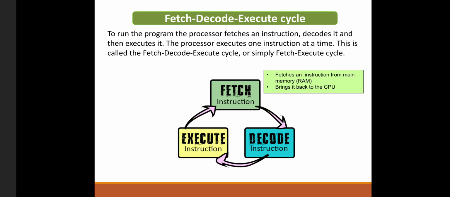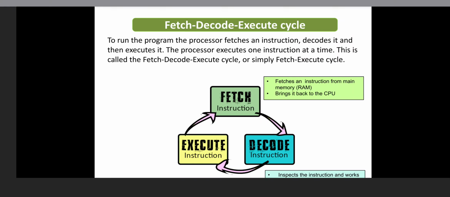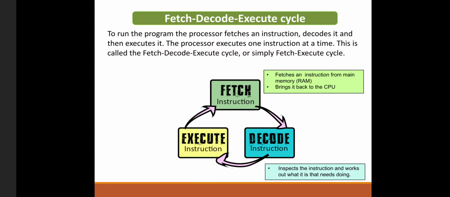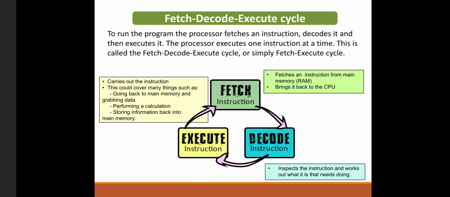At the fetch stage, the instruction is retrieved from the RAM or from the memory, then brought back to the CPU. At the decode stage, it interprets the instructions. It inspects the instructions and works out what exactly needs to be done. And then at the execute stage, it carries out the instructions.